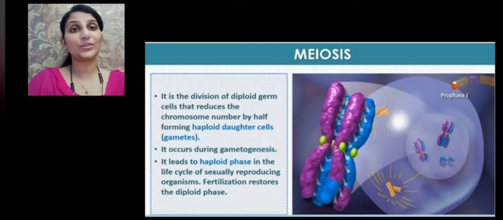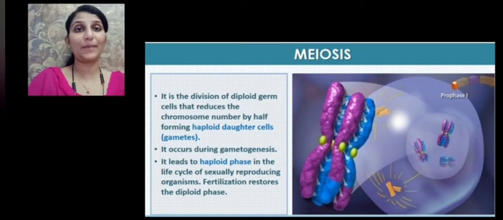So where does meiosis take place? It takes place in the germ cells. Germ cells means those cells which are involved in the formation of gametes. So it takes place in germ cells which are in diploid condition. Diploid means twin, having two sets of chromosomes, one from the paternal parent, the father, and one from the maternal parent. So the paternal and maternal parents contribute an equal set of chromosomes, and thus they have two sets of chromosomes.